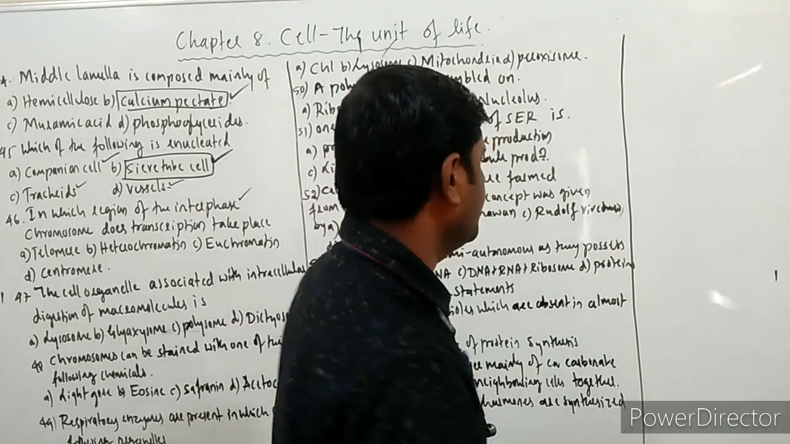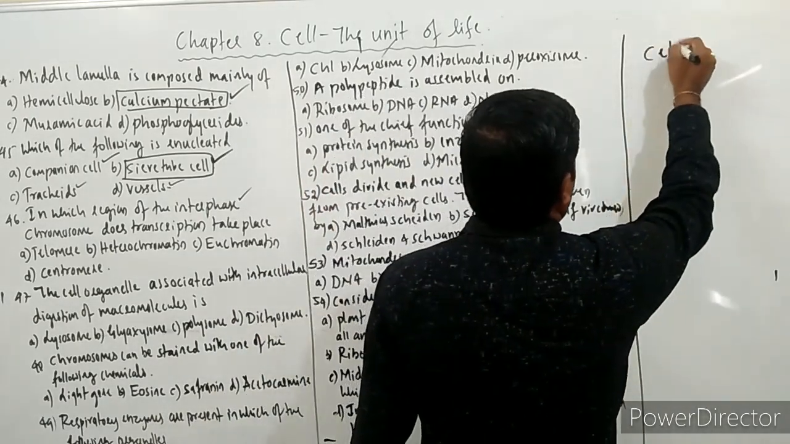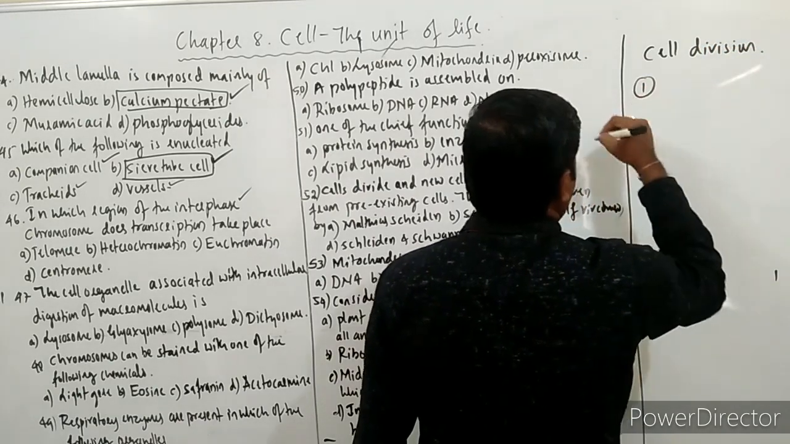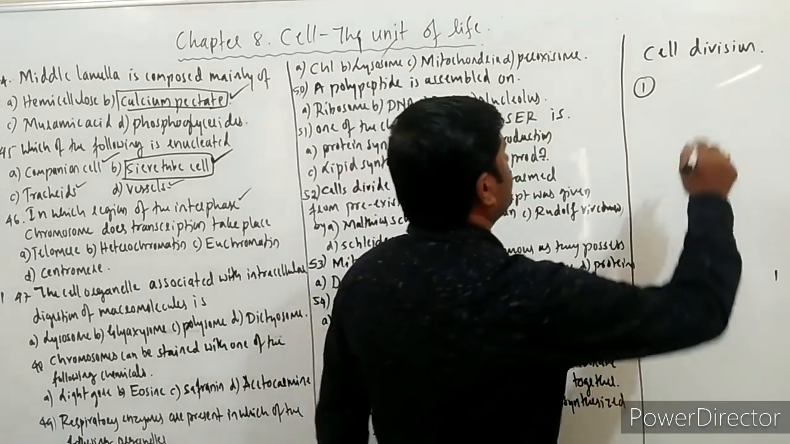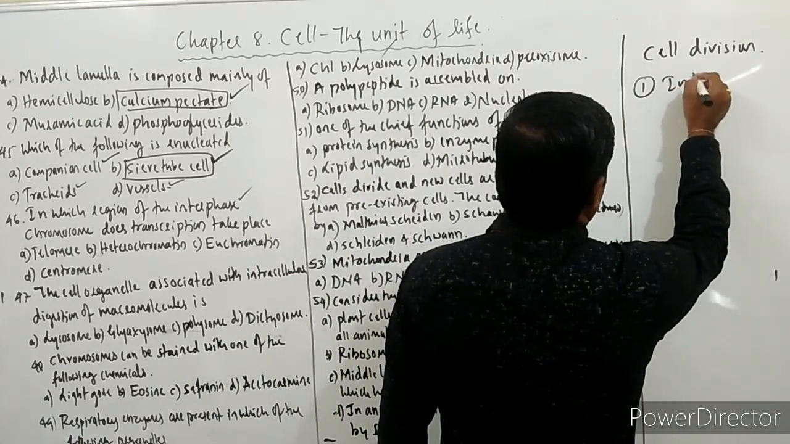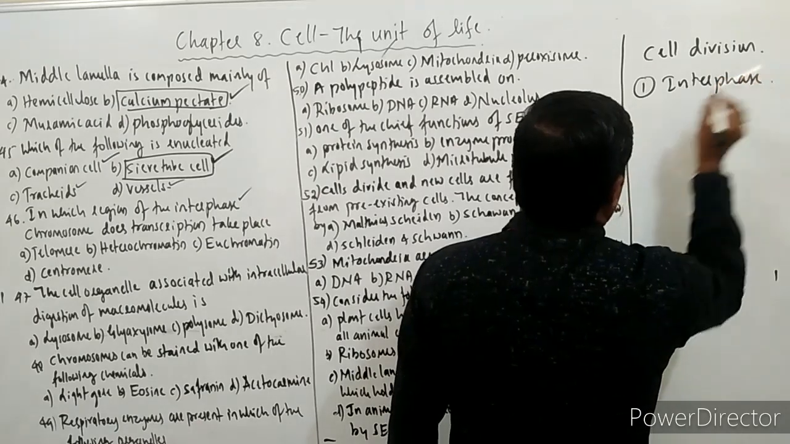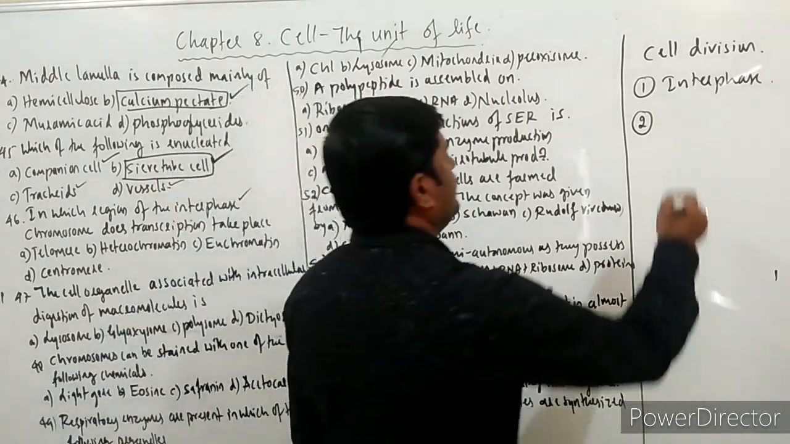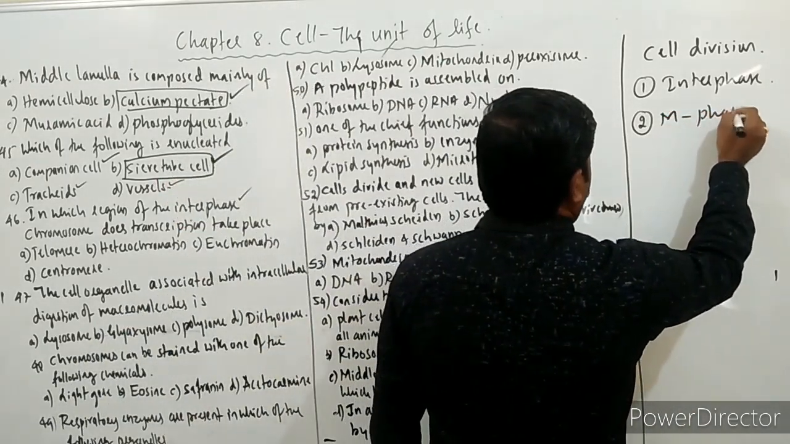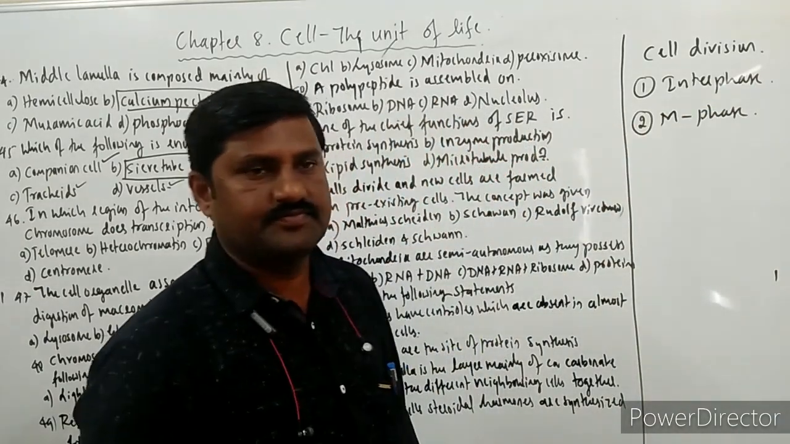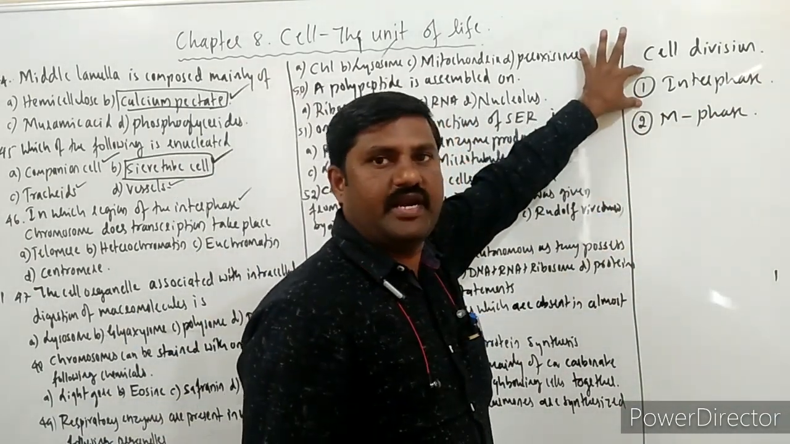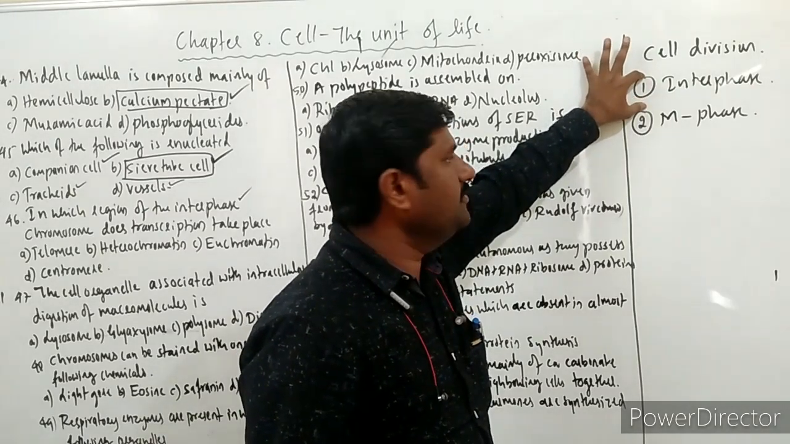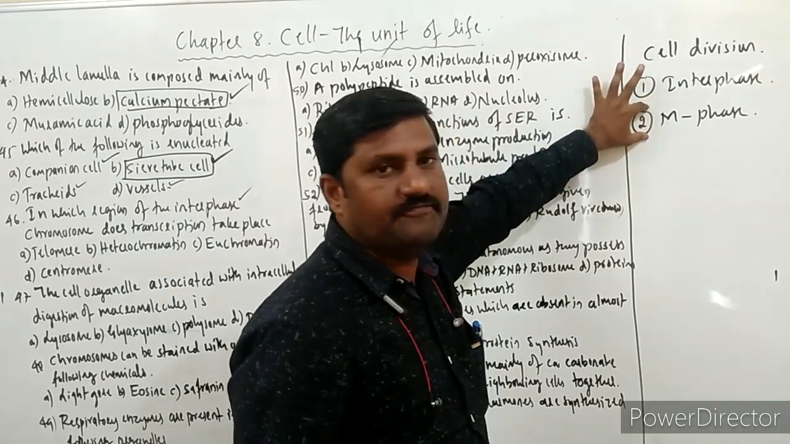So regarding interphase, already I have explained, cell division takes place in two stages. One is called interphase, and the second one is very important one, that is M phase. M phase in the sense of mitotic phase. So interphase itself is the preparatory stage of the cell division. Here the cell doesn't divide itself. So after this stage only M phase occurs.